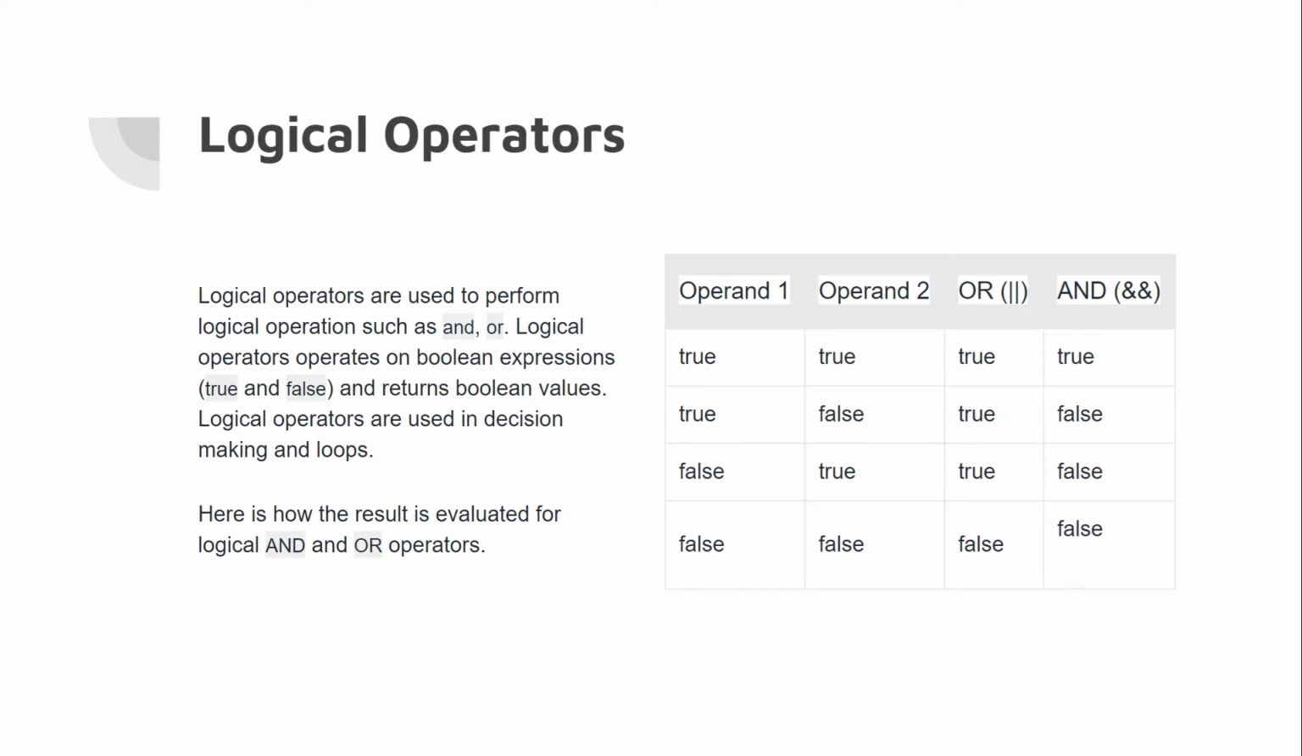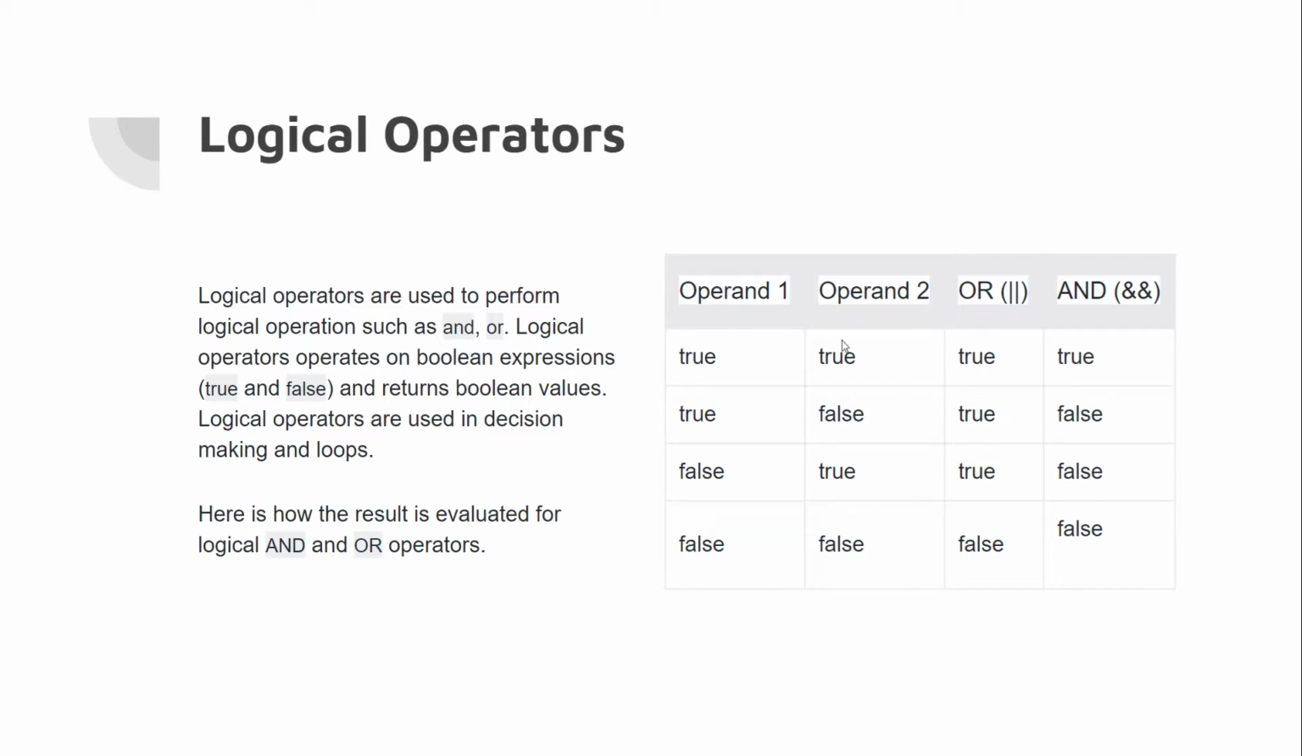Then there are logical operators. When you want to combine a number of logical conditions and evaluate them as a group, you're going to use a logical operator such as and, or, and so on. Usually and and or are the main logical operators you're going to be working with.